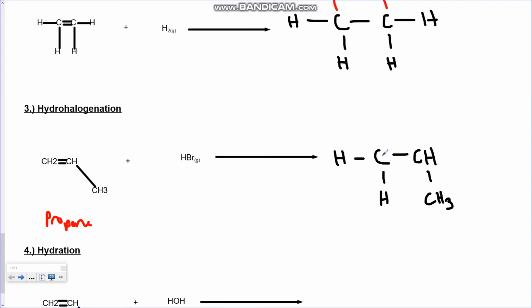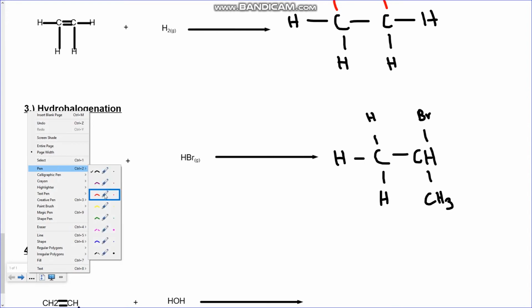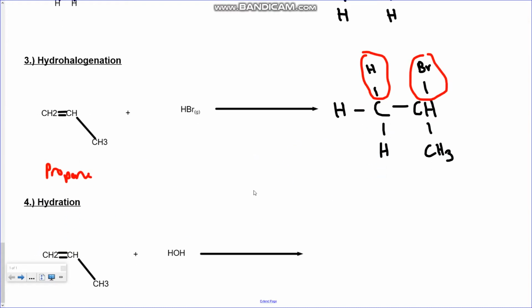Now, this one can fit one more bond, and this one can fit one more bond as well. So we have HBr, so it'll be hydrogen here and bromine here. Oh, whoops, forgot to color code it with red. No worries. Here we have our hydrogen, and here we have our bromine. And our double bond has been broken. So here is an alkyl halide with bromine. This looks correct. Yes, it does.